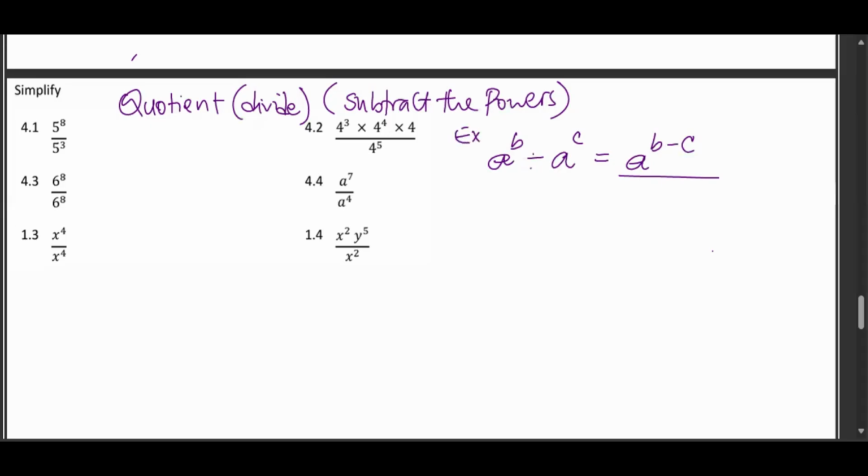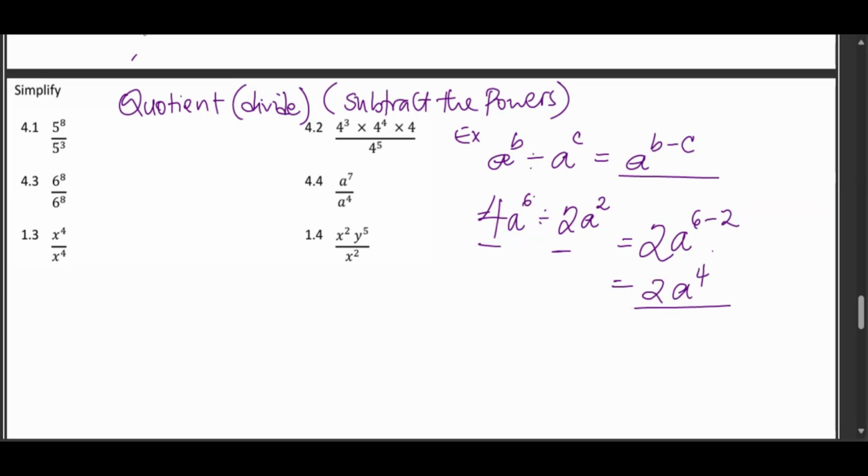Another example could be, let's say we have 4a to the power 6 divided by 2a to the power 2. Guess what happens? These normal numbers, they will divide each other. So 4 divided by 2, you get 2. Then the letters, they will be 6 minus 2. So the final answer here becomes 2a to the power 4.